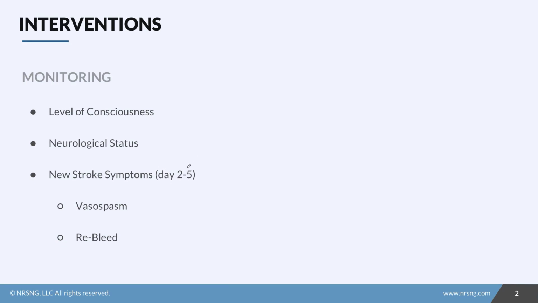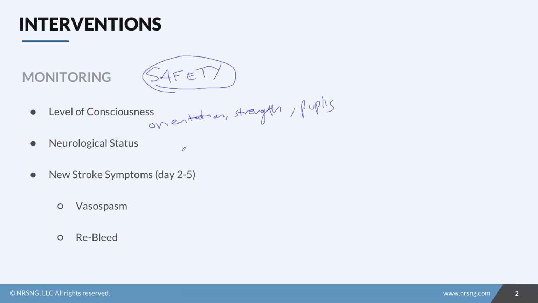First of all, our priorities for these patients are monitoring and safety. Now, safety is always a huge concern for every patient, but for our neurological patients and for our stroke patients, it's even a greater concern. We're going to monitor their level of consciousness and neurological status, including orientation, strength, and pupils.